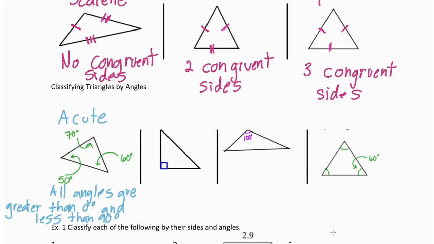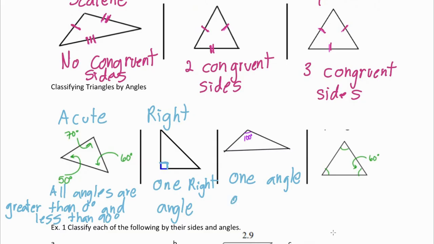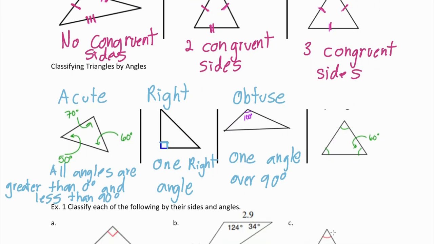Now when we have one right angle, we call that a right triangle. So only one of those angles needs to be 90 degrees, or right, in order for this to be considered a right triangle. Similarly, we only need one angle that is over 90 degrees in order for something to be considered an obtuse triangle. So acute is where all three of them have to be smaller than 90, but right and obtuse, we only need one angle that is right or obtuse.